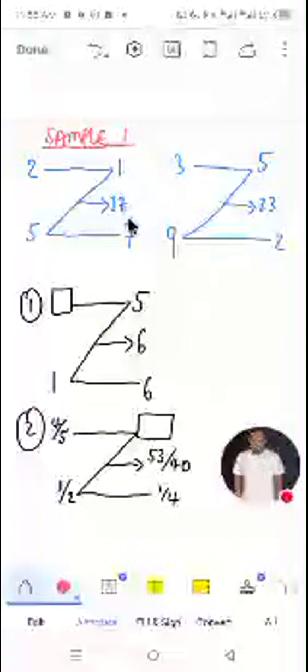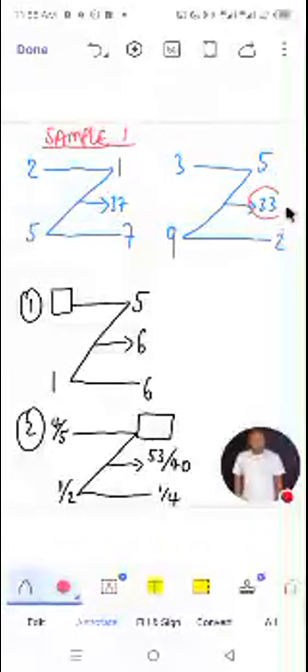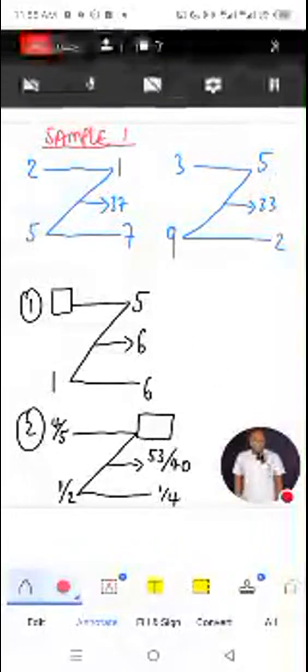So the question is, how was this 37 gotten? Think it through. How was 33 gotten? If you have any idea, drop it in the chat, okay?